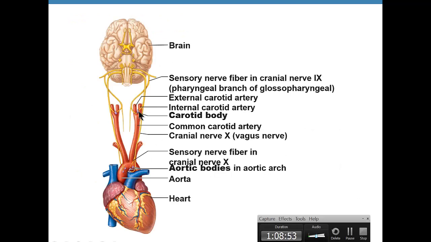So here are those carotid bodies and aortic bodies. This is where the nervous system interacts to pick up what's going on in the blood to affect breathing. So these are the carotid arteries, right? This is the aortic arch. That's where those are located. Carotid body and aortic body are in the aortic arch and the carotid arteries.